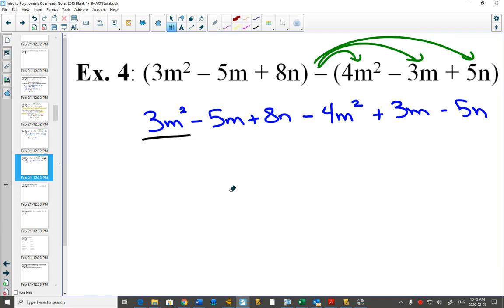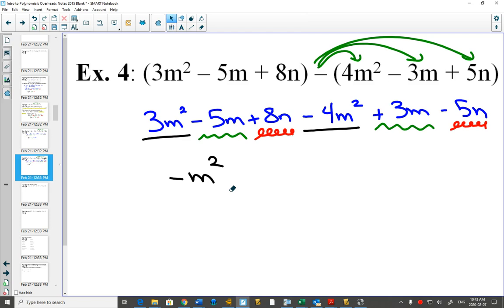Are there any alike with 3m squared? There's a 4m squared. Perfect. Are there any alike? Minus 5m to plus 3m. And are there any alike? So now that you've identified which ones are alike, if you're at 3m squared and you subtract 4 on your number line, 3 minus 4?